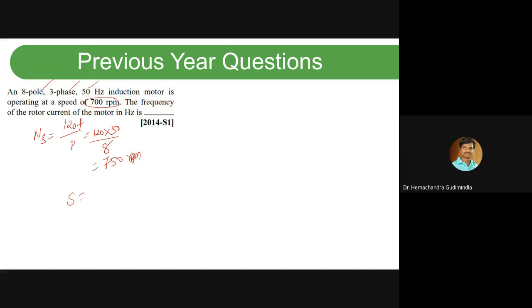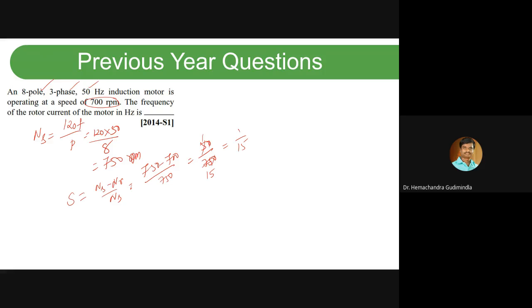Now what is the slip? Slip is equal to (Ns minus Nr) by Ns. So that is (750 minus 700) divided by 750. So 50 by 750, that is 1 by 15.